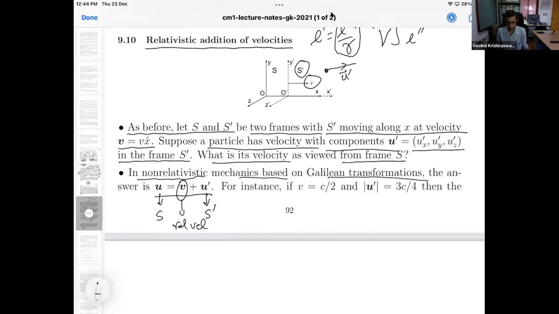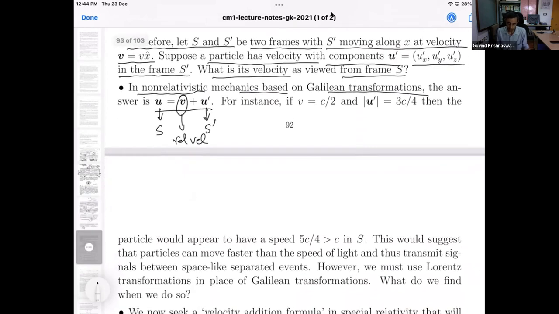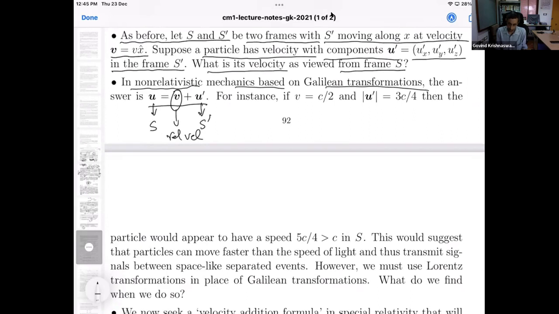Now that works for most of our purposes, like a person walking inside a train and somebody wanting to know the velocity of the person relative to the railway station. For such purposes, this works. However, there is a problem if you want to apply it to particles that are moving closer to the speed of light, or frames that are moving closer to the speed of light relative to another inertial frame. And you can see that problem if you put in some numbers here.